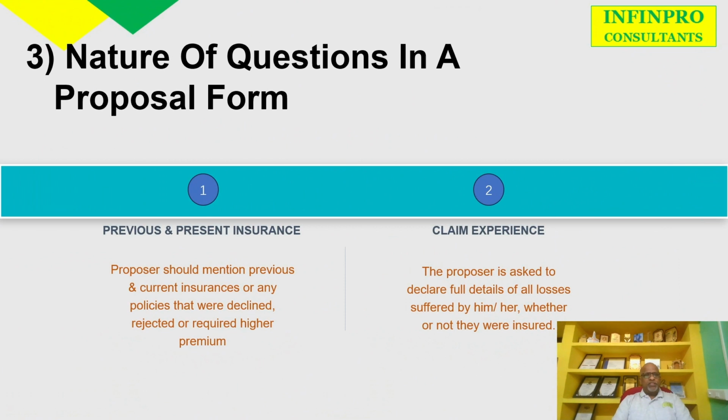So what are all the questions other than these basic details which are collected? It speaks about previous and present insurance, and claim experience related questions will be there in the proposal form for the customer to respond to.